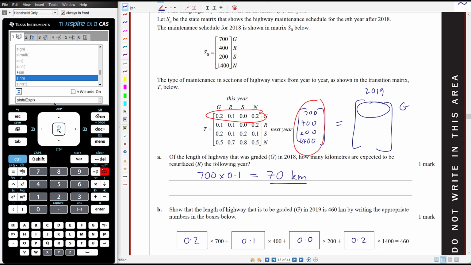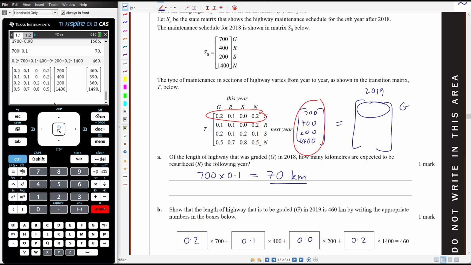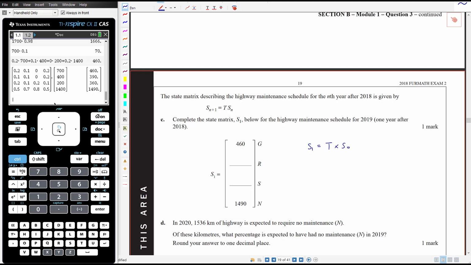Sorry, struggling today. 0.1, 0.7, sorry, 0.5, 0.7, 0.8, 0.5. So the transition matrix multiplied by S0, which is 2018, so that is a 4x1 matrix: 700, 400, 200, 1400. So that's S1, which is the 2019 numbers.